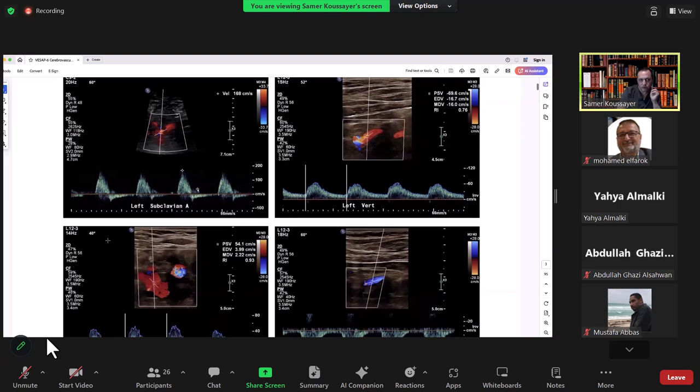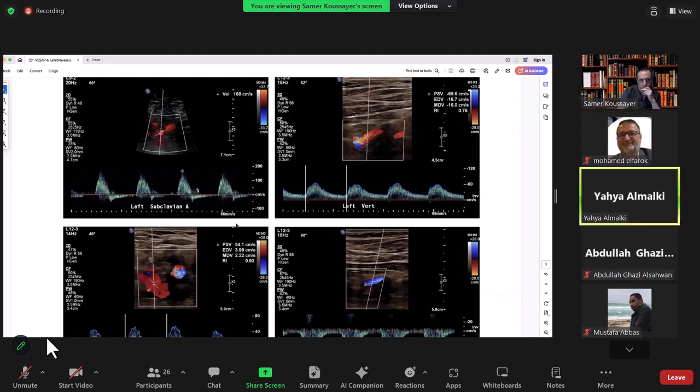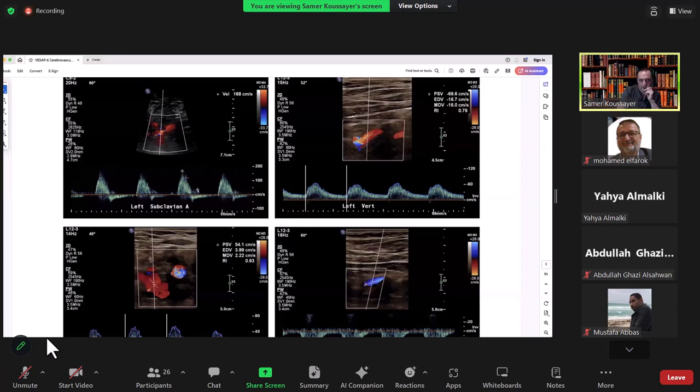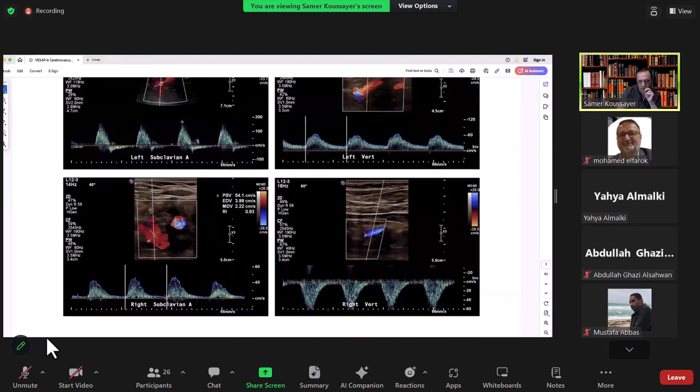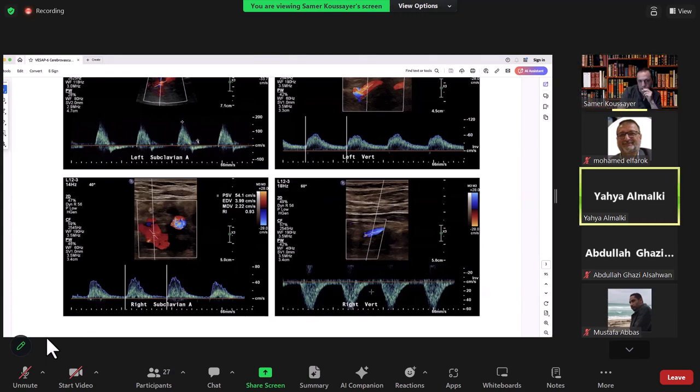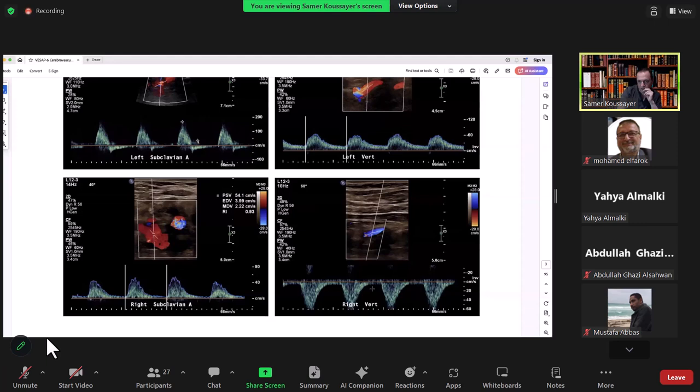Before we go there, let's see what you see in this study. This is the left and this is the right. Can you just comment on this one, Yahya? This is the left subclavian, correct? You see a nice biphasic triphasic wave. And you see the vertebral artery. This is usually the normal vertebral artery. You don't see triphasic, just monophasic. This is the left. You go to the right, you see monophasic here in the subclavian. And you see here the vertebral artery. What do you see in the vertebral artery? Retrograde flow. Retrograde flow, okay?